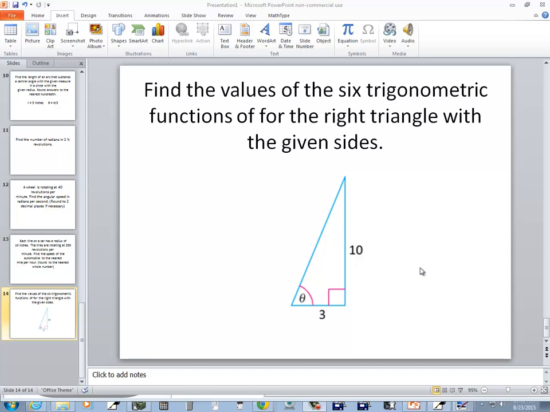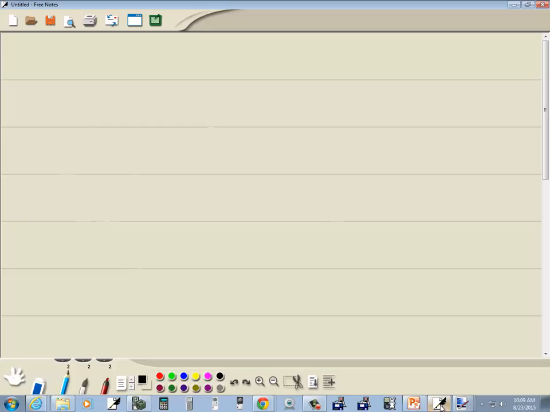Let's take a look at this problem. We want to find the values of the 6 trig functions for the right triangle with the given sides. Okay. Now this is theta. This will be 10, and this will be 3. And this is the right triangle.